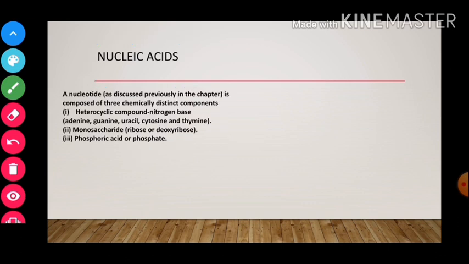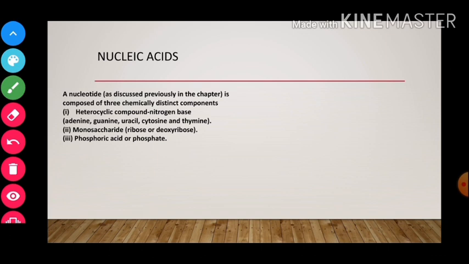Now let us first talk about the location. So children, nucleic acids are strong acids and were originally found in the nucleus. Talking about the composition, right?